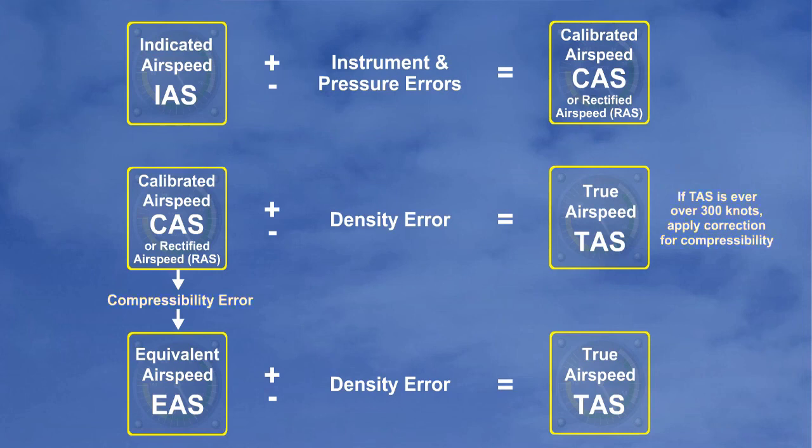The equivalent airspeed is the most accurate measurement of dynamic pressure, as it has been corrected for instrument, pressure, and compressibility error. However, in practice, it is rarely necessary to calculate the EAS in order to determine the TAS. This concludes the lesson.